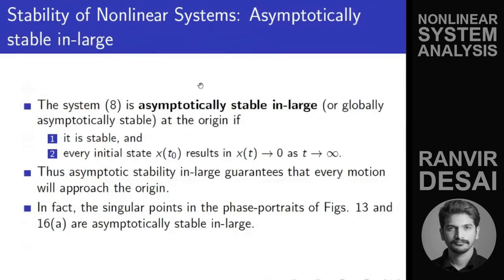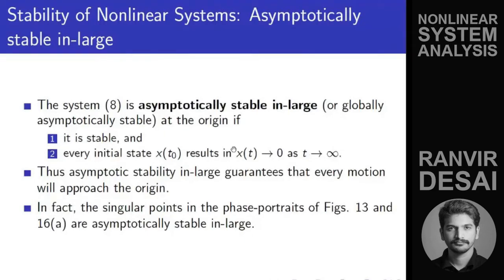The third definition is that the system is asymptotically stable in large, or globally asymptotically stable. In large means globally. If it is stable, it is asymptotically stable. Just these two conditions. There are no circle conditions here; the regions are not defined. The initial point could be anywhere in that plane. Even if it is starting from infinity coordinates, it should come back to the origin as t tends to infinity.